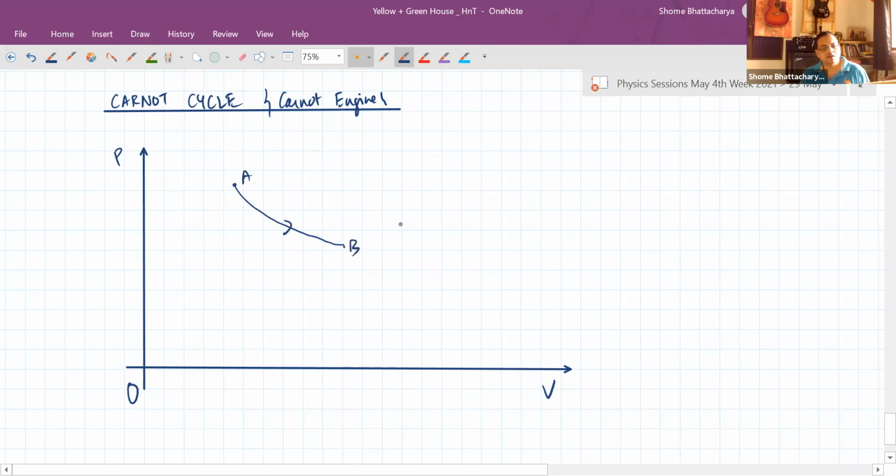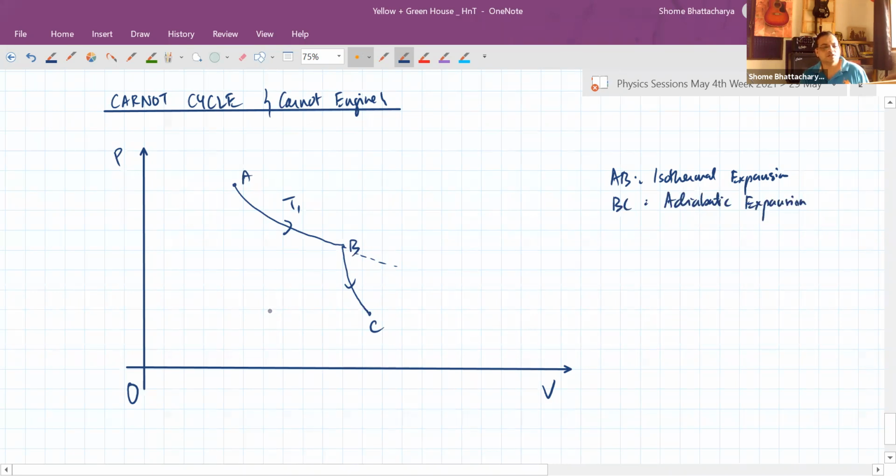So AB is an isothermal, and let's say that is occurring at a temperature of T1. Okay. Now next you expand the gas again, but this time adiabatically. So the adiabatic process will depart from the isotherm like this. Okay. So BC is now an adiabatic expansion.